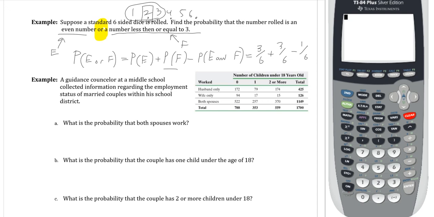That gives us an overall answer. 3 plus 3 is 6, minus 1 is 5, so 5 out of 6. Sorry, I ran a little bit out of room there. So 5 out of 6 is our answer there.